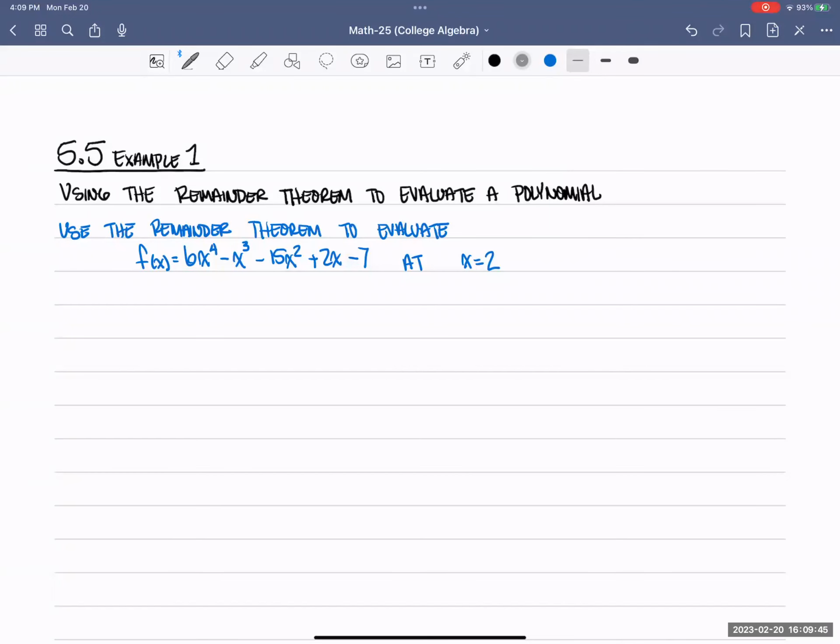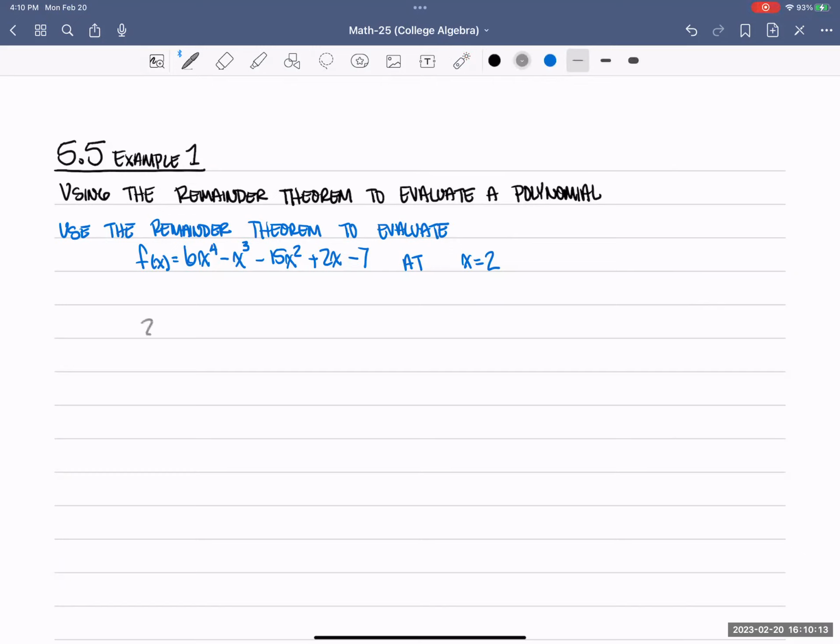Section 5.5, example 1, using the remainder theorem to evaluate a polynomial. So use the remainder theorem to evaluate the function at x equals 2. What the remainder theorem tells us is that when we divide out a value, the remainder ends up being our function evaluated at that value. So let's give it a try.